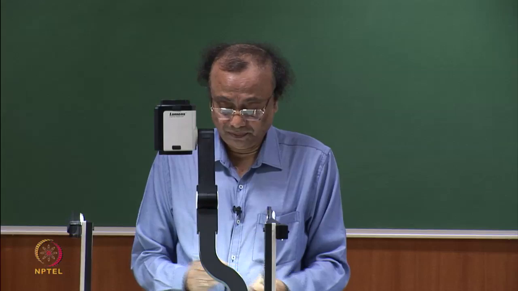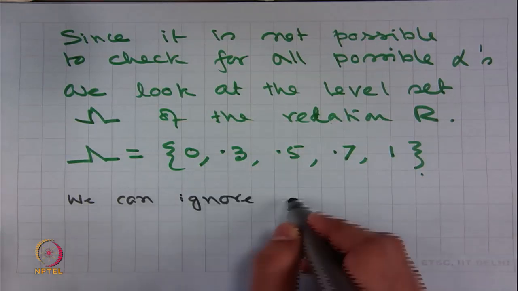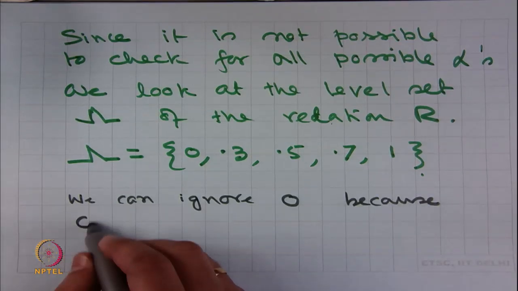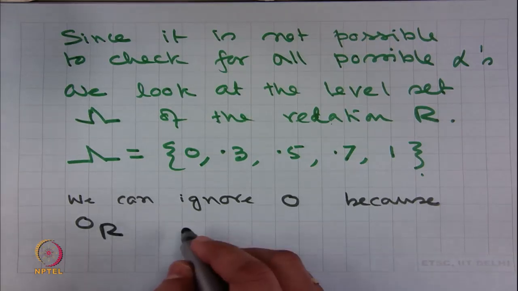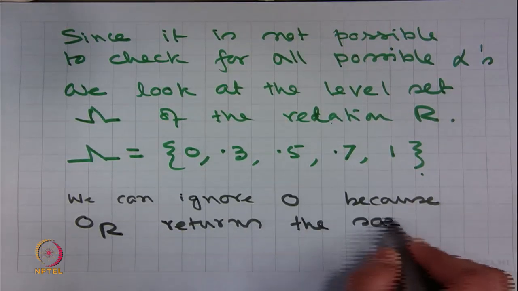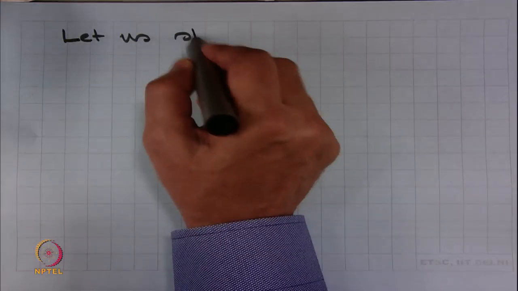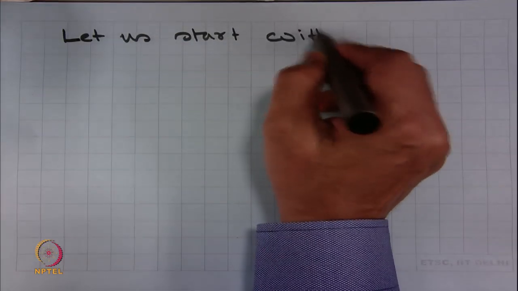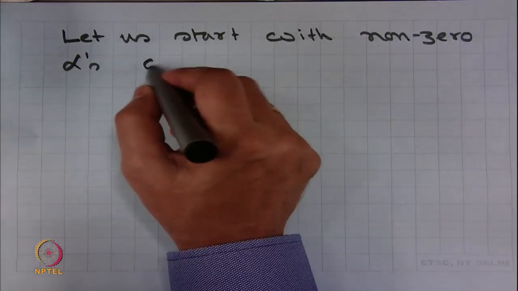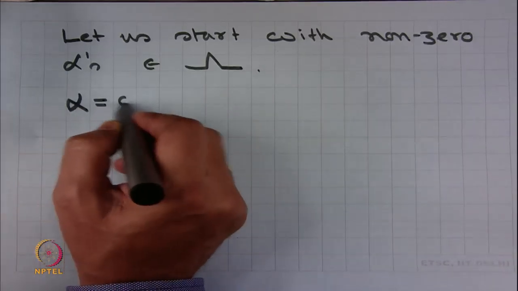We can ignore 0 because the 0 cut of R returns the same R. So, let us start with the non-zero alphas belonging to the level set lambda. Consider alpha equal to 0.3.